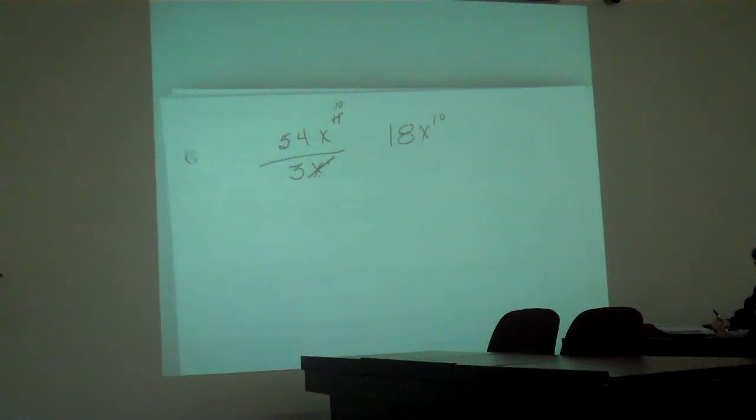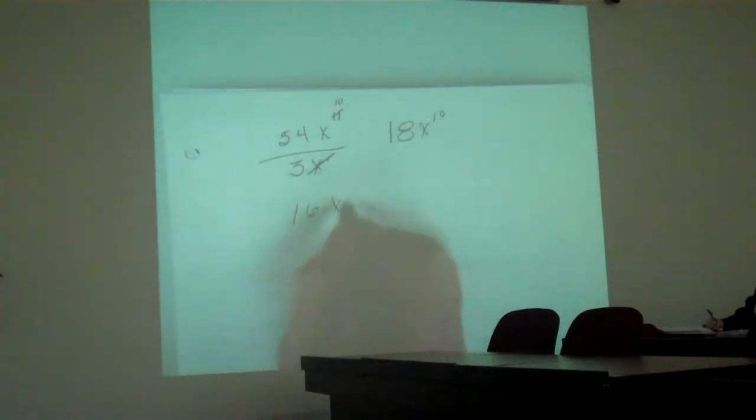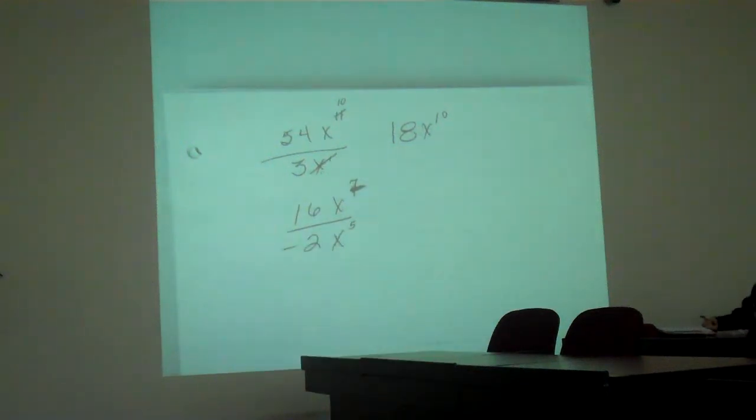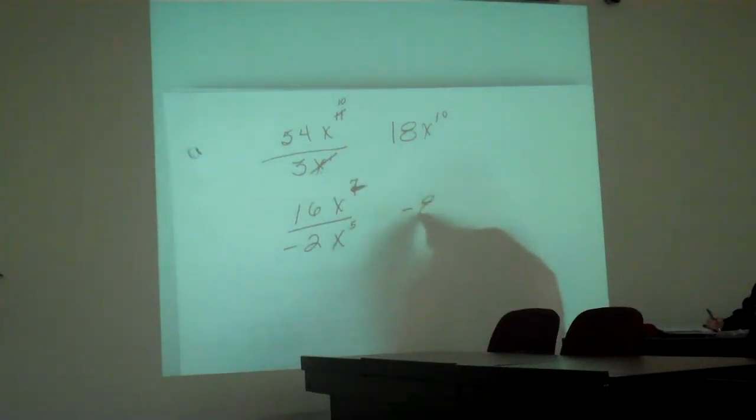So if you have a problem like 16x to the, make that a 7, over negative 2x to the 5. What's the number part going to be? Negative 8. 16 divided by negative 2 is negative 8. And the x part? Right. 7 minus 5 is 2.